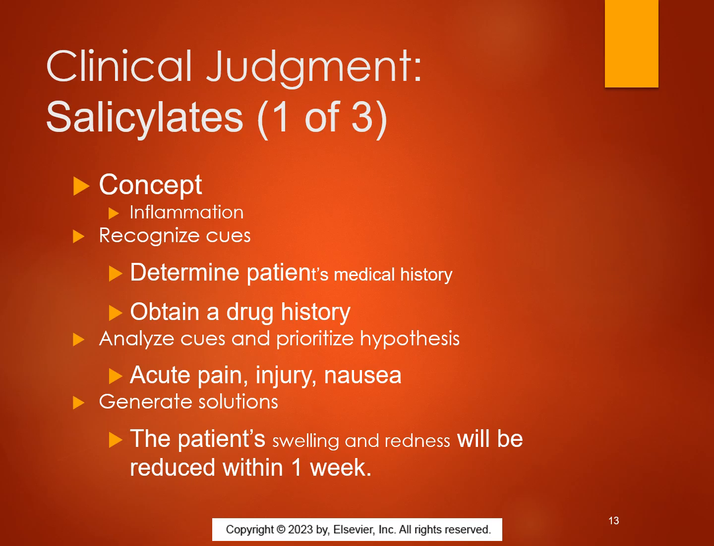So what does success look like? We know our plan's working when inflammation improves. An expected outcome would be swelling and redness decrease within a week, pain is reduced, and the patient tolerates medication without complications. Effective inflammation management requires recognizing the cues, identifying the cause, selecting safe interventions, and evaluating patient response.